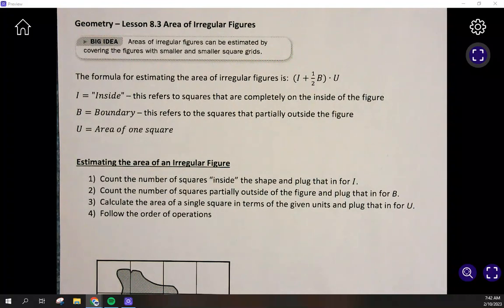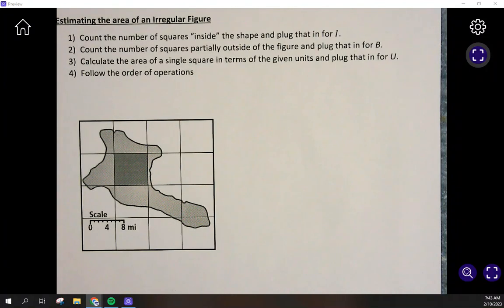This is Geometry Lesson 8.3, continuing with area. We're going to look at the area of irregular figures. So the big idea says areas of irregular figures can be estimated by covering the figures with smaller and smaller square grids. Okay, so as you can see in the picture, we're starting off here with what appears to be an island. Okay, so kind of like on a map.